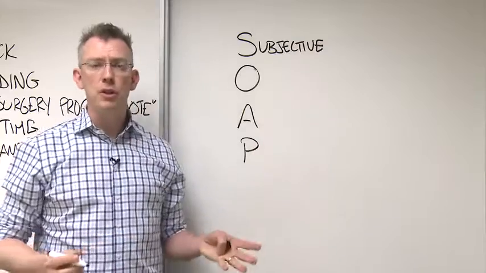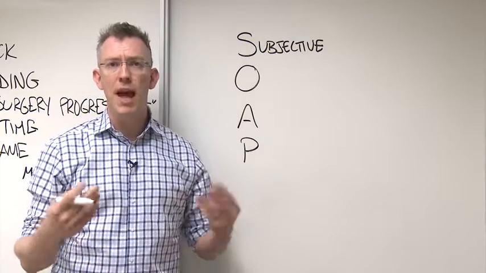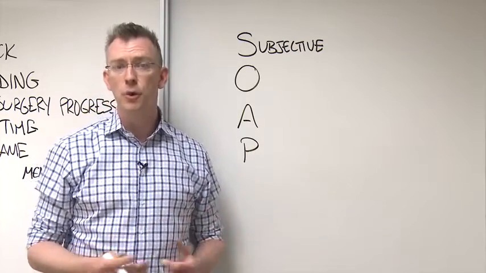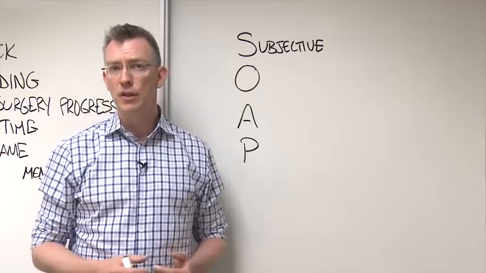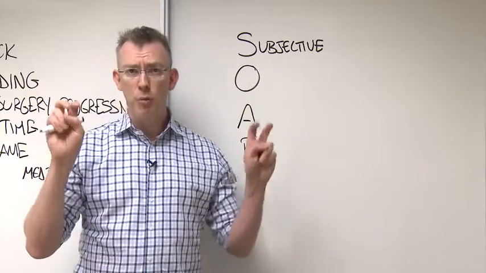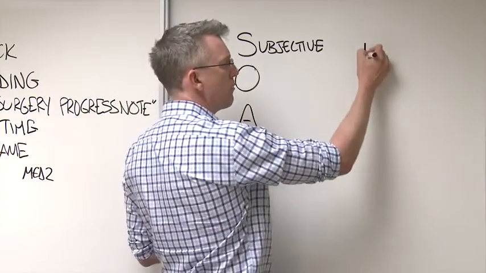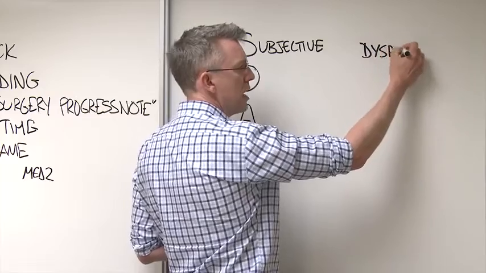And S is for subjective. In all notes, you're going to be describing to some degree the story as you understand it. Often it's told by the patient or the patient's family themselves. And where possible, use their words. So if somebody says, I'm short of breath, don't write down, patient had dyspnea for 4 days.